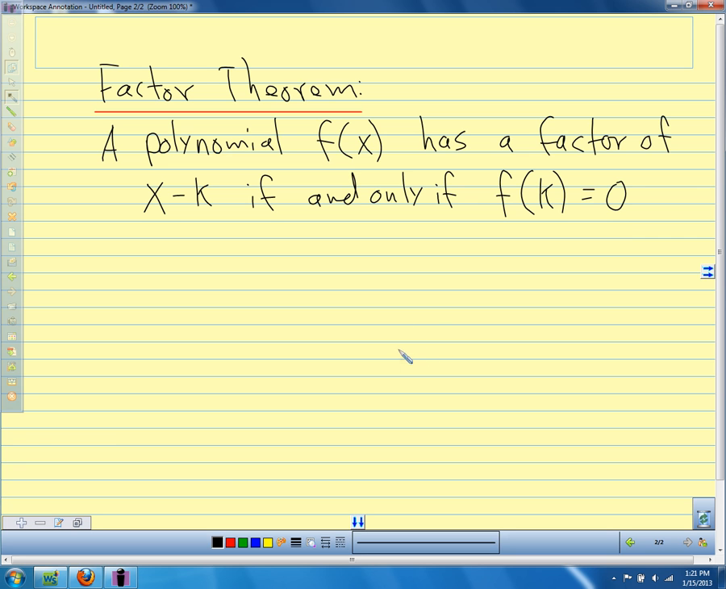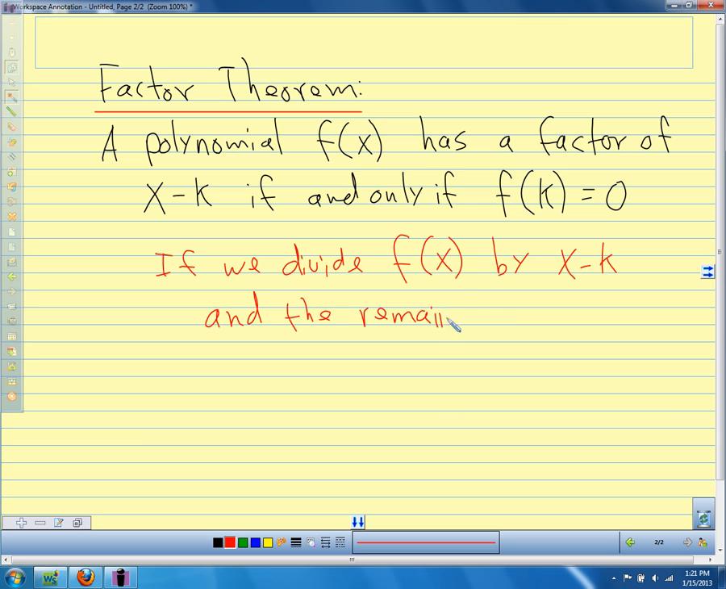So what the factor theorem tells us is that if we divide our polynomial function by x minus k, and the remainder is 0, then x minus k is a factor of our function.